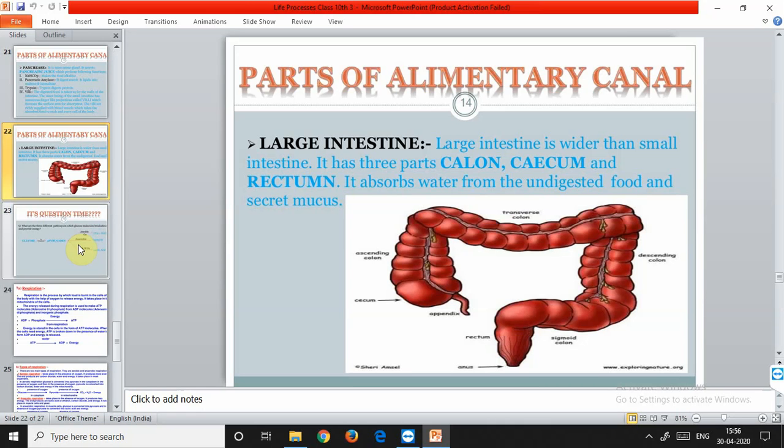This bile contains bile juice and bile pigments. Bile is alkaline in nature and it is temporarily stored in the gallbladder, and it also helps in digestion of fats. Then comes the pancreas. The pancreas lies parallel to and below the stomach. It secretes pancreatic juice into the small intestine. Pancreatic juice contains trypsin and pancreatic amylase.